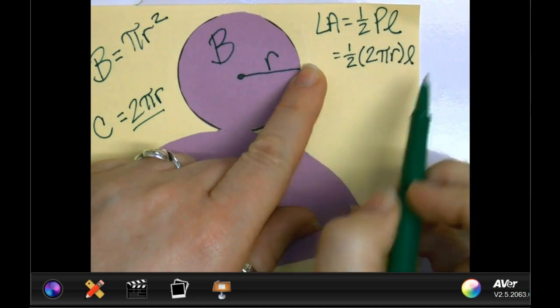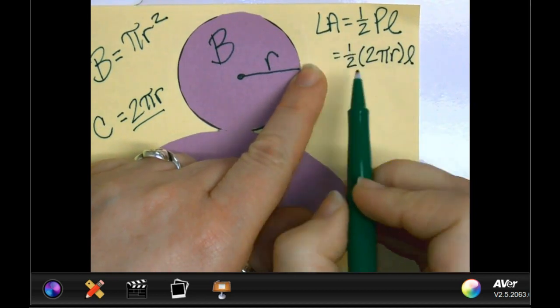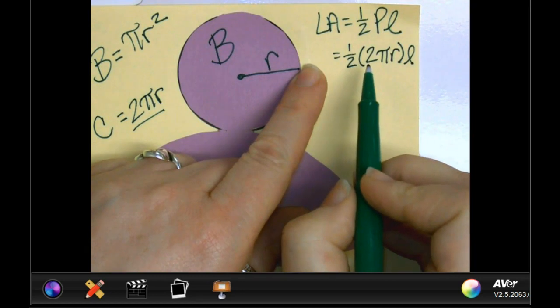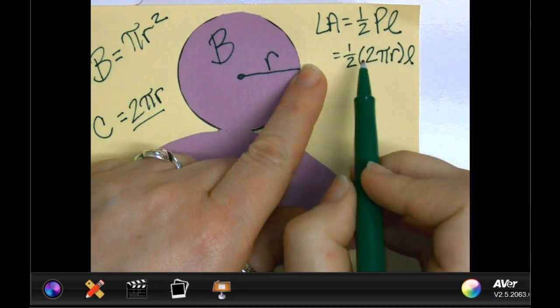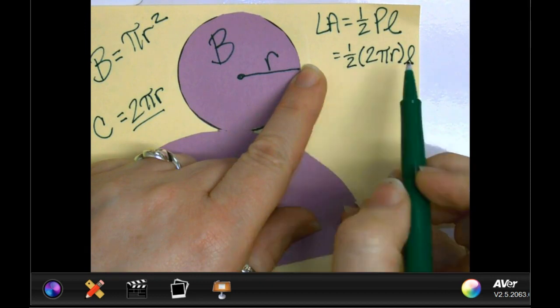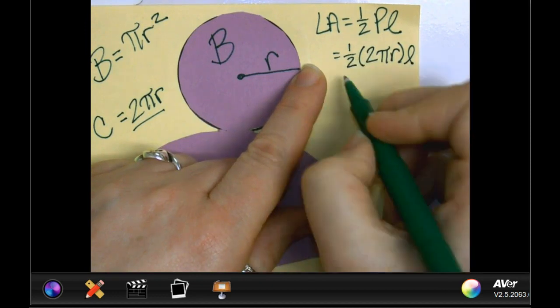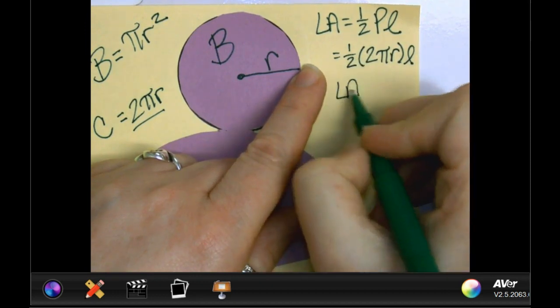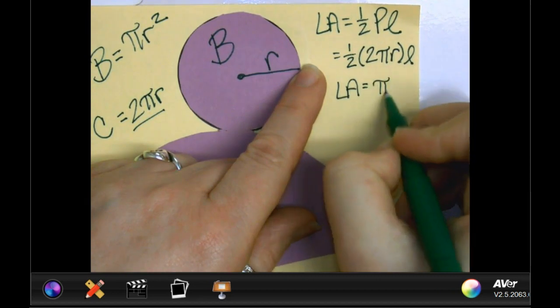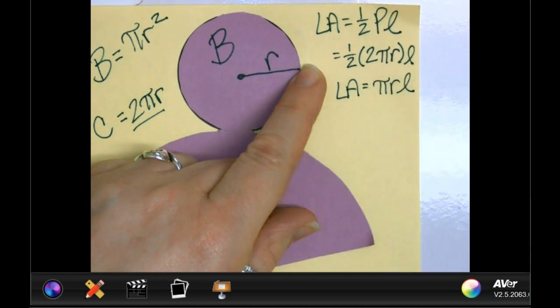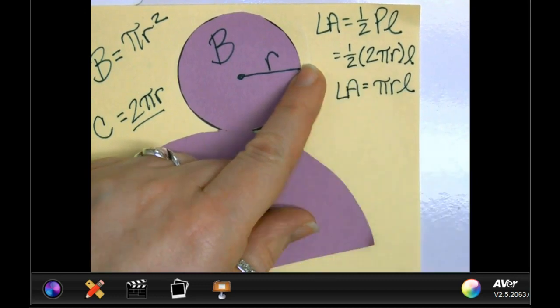Can I simplify this any? Yeah, what's 1/2 times 2? 1, right? So I don't really have to multiply by 2 and then take 1/2 because they're just going to cancel each other out. So the lateral area then for a cone is just pi r L. So it looks different because it's like it's missing the 1/2, but it's not really missing the 1/2. We used it, it just got simplified out of it. All right, does that make sense to you?